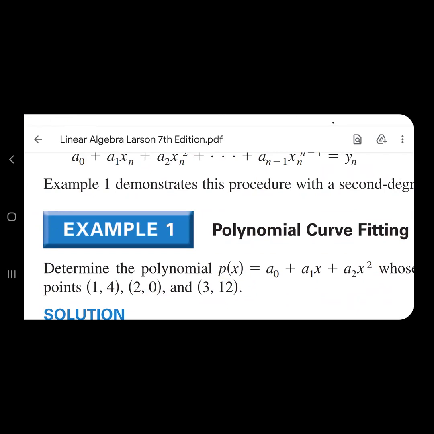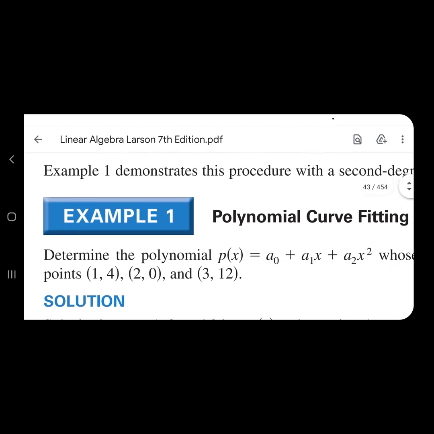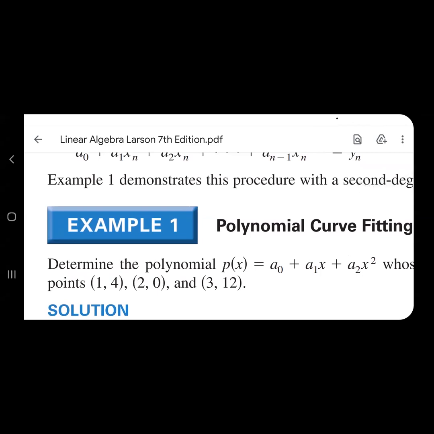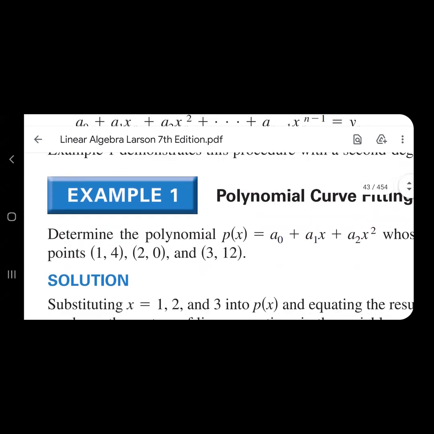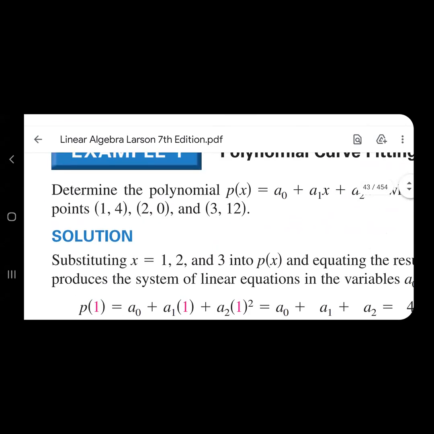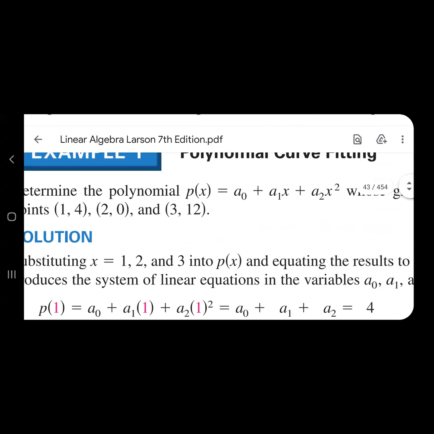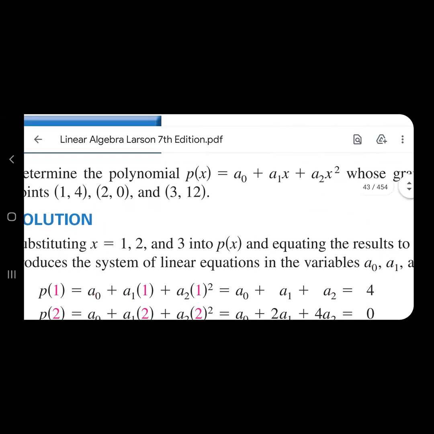So we're going to use the points (1, 4), (2, 0), and (3, 12), and basically we're going to plug in x equals 1, and we're going to get a result of 4, x equals 2, get a result of 0, x equals 3, get a result of 12. So when I put in x equals 1, I get p of 1 is equal to a0 plus a1 plus a2 times 1 squared, which is just a0 plus a1 plus a2 equals 4. That's it. And that's my first linear equation.